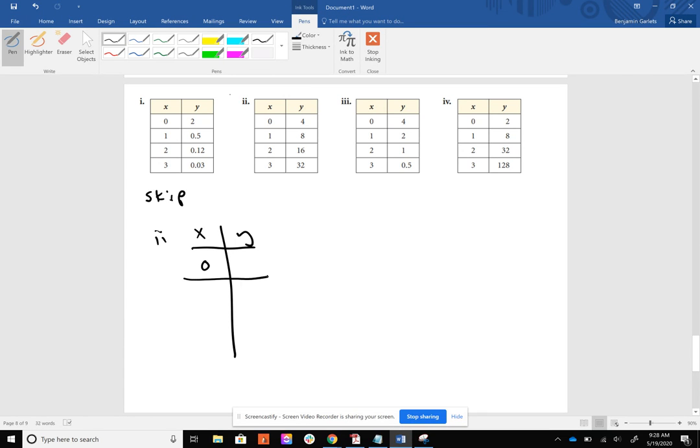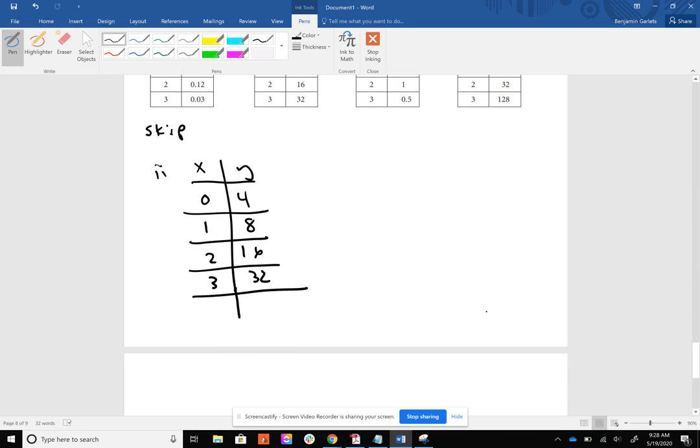So input 0, output 4, input 1, output 8, input 2, output 16, input 3, output 32. So you might be able to see what the constant multiplier is right away, but we need to know, what are we multiplying by to get from here to here? 4 times something gets us 8. And I'm hoping that right away we see, oh, I'm multiplying by 2.